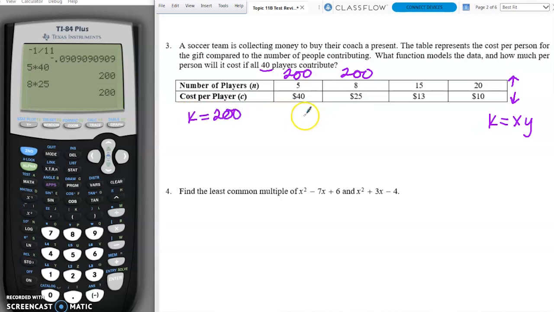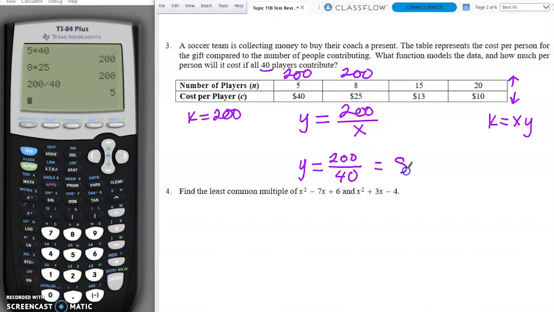So our equation, since this is inverse variation, is going to be y equals k over x. So in this case, 200 over x. Now the situation it's giving us is assuming all 40 players. And so players is our x. We use 40 for our x value. So we're going to say y equals 200 over 40. So 200 over 40. And we get 5. So the cost per person will be $5 if all 40 players contribute.